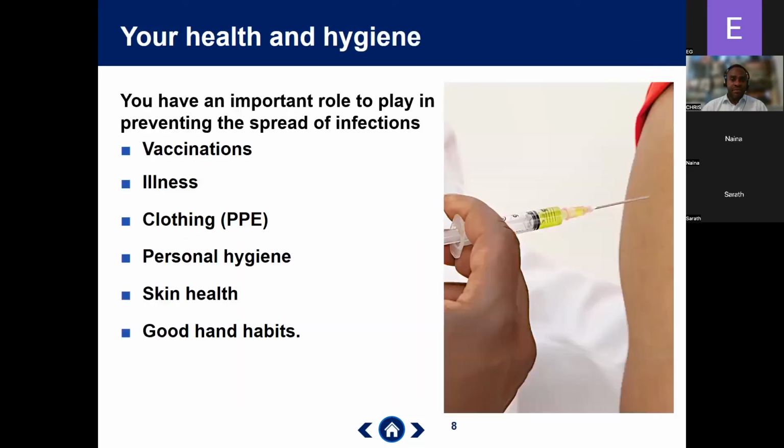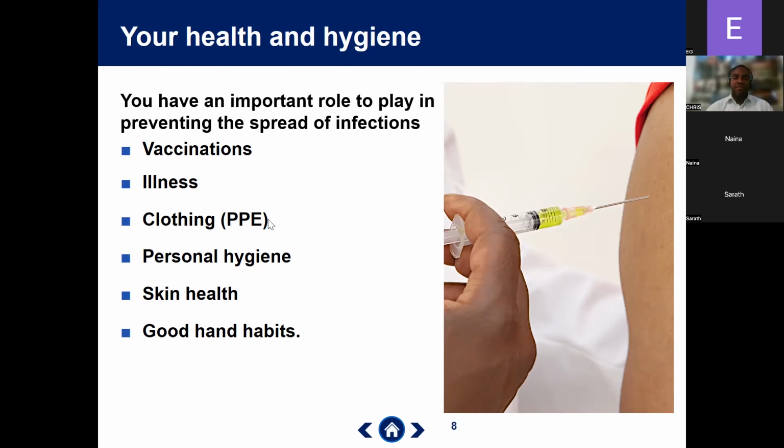Okay. Your health and hygiene. You have an important role to play in preventing the spread of infections. So these are some of the other measures. Vaccinations. So yes, was there vaccination during the pandemic? Yes. And some of us have 2 vaccinations. Illness, taking safeguards, taking precautions. When you are ill, you don't go to work. You call in sick so that you don't allow it to spread to other people.